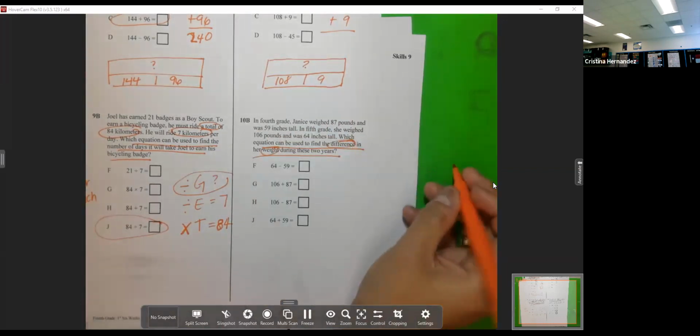So your difference, what does difference mean? Minus. And then you're looking at weight. Get rid of what you don't need that isn't weight.